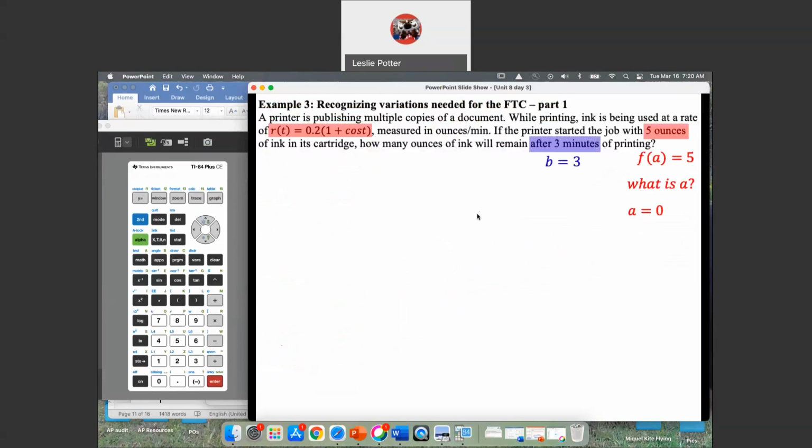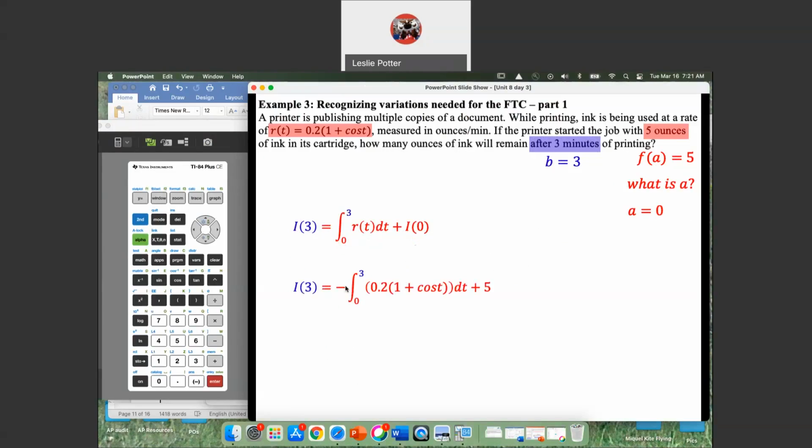All right, so B is 3. And so I made up a function here. I'm calling it ink. So I want to know how much ink I have at 3 minutes. And so I'm going to integrate from 0 to 3. I'm going to integrate my rate, and I have to remember to make that a negative value. And then I'm going to add on my original number of ounces that I had at time t equals 0. So here comes a negative sign, and I put in the function. I've got a negative function.